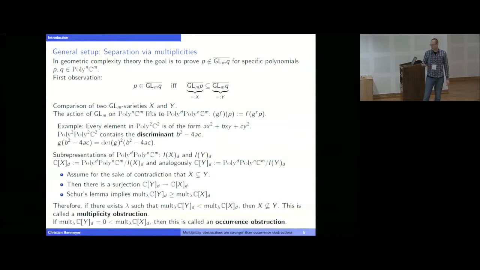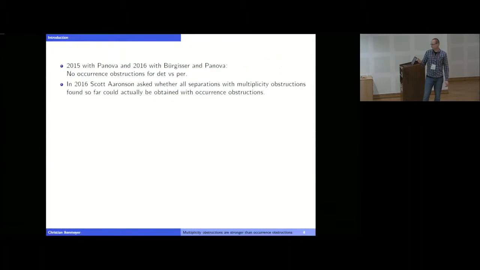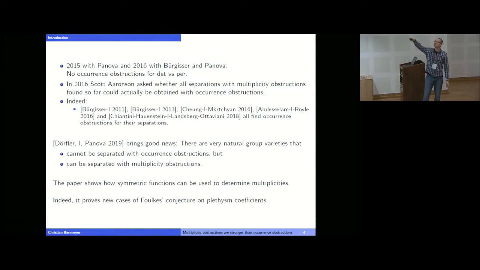Now, about these types of obstructions, there were some questions. Let me go back. We proved that you cannot have occurrence obstructions for determinant versus permanent. And so Scott Aaronson asked whether all the separations that we could have with multiplicity obstructions could also be obtained with occurrence obstructions. It was an interesting question, because if this were true, that you always could do it with occurrence obstructions, then this would show that you also cannot have multiplicity obstructions here. But indeed, all the works before where multiplicity obstructions were used were also done by occurrence obstructions.